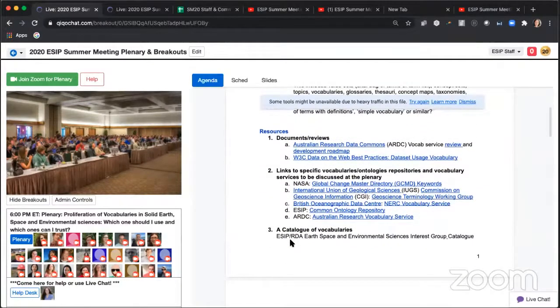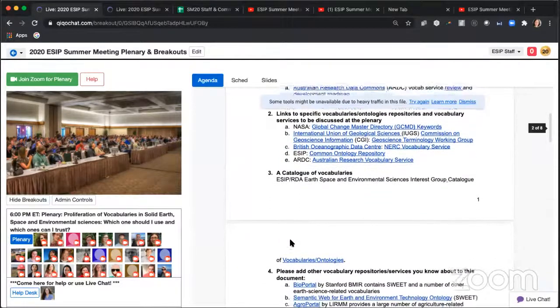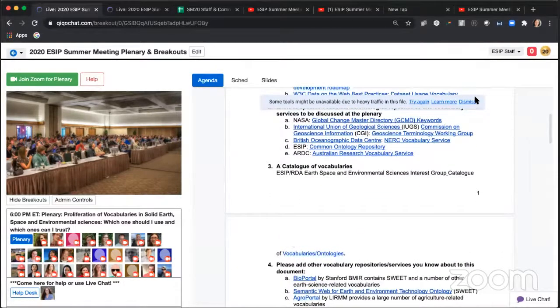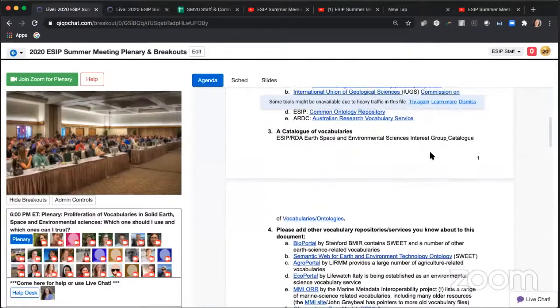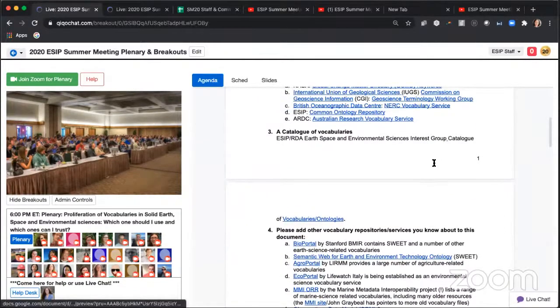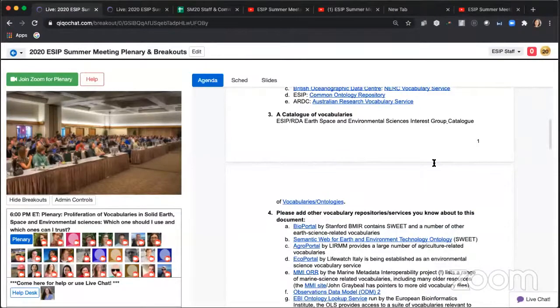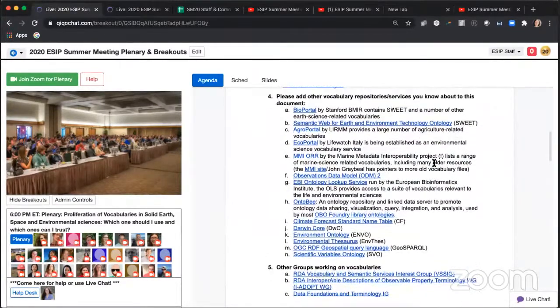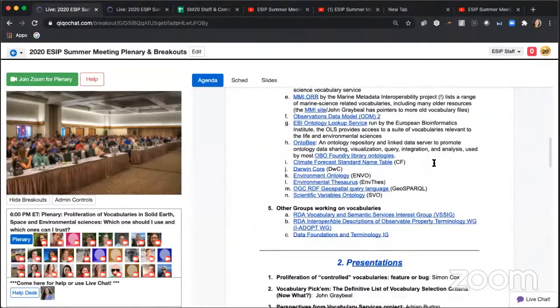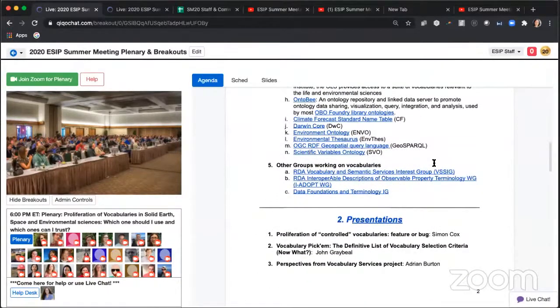We've also developed a resources section, if you can start to scroll through that slowly, Erin. Number 1 is some reviews on vocabs. Please add to it if you know about them. The next section is the list of vocabularies that we will be talking about mainly in this session. Next, Erin. There's the catalogue of vocabs that we're starting to develop in RDA. Then we've got a list of vocabs. These are resources, so feel free to add. Keep going, Erin. The next one is other groups working on vocabularies that we know about. Again, please add to them.